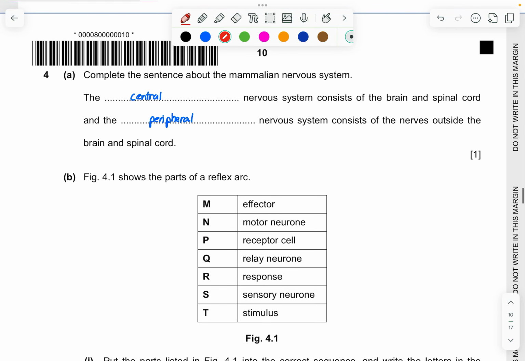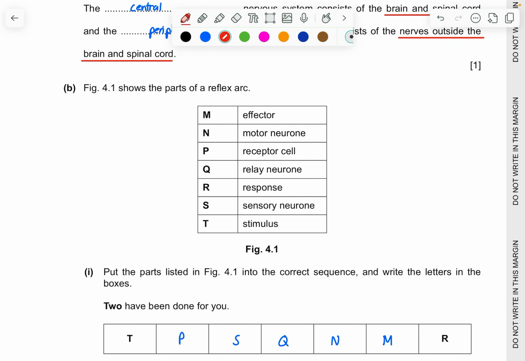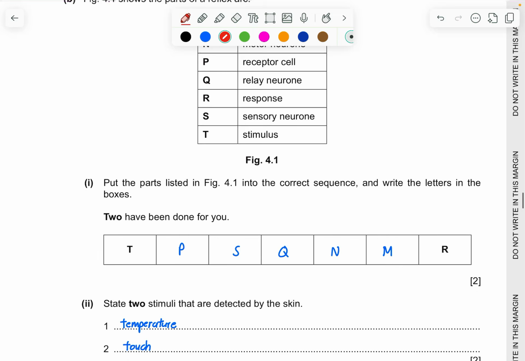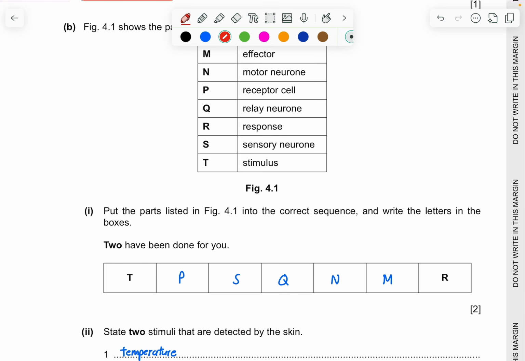Okay, question number 4. Complete the sentence about the mammalian nervous system. The central nervous system consists of the brain and the spinal cord, and the peripheral nervous system consists of the nerves outside the brain and the spinal cord. Straightforward, alright? And now they've shown you the parts of the reflex arc. So we have to put the parts in the correct sequence, and this one, unfortunately, you have to memorize.